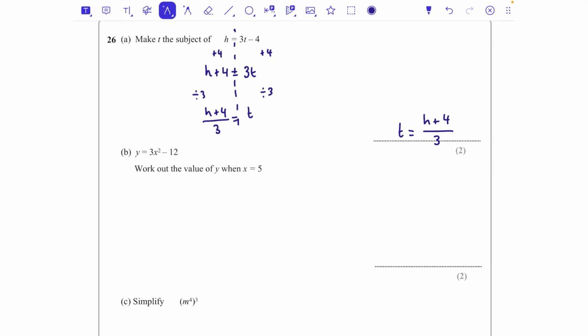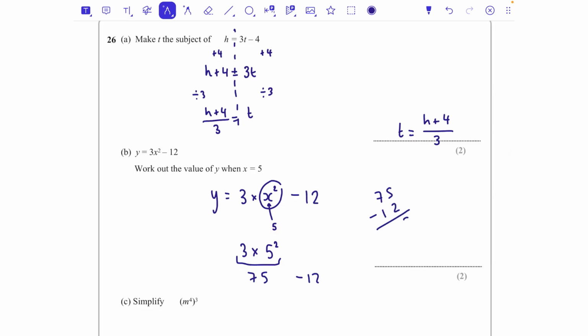For part B, y equals 3x squared minus 12. Work out the value of y when x is 5. So y is 3 lots of x squared. Now we would do the x squared bit first because we know from BIDMAS the indices come before multiplication, and then we're going to take away 12. So I know that x is 5, so let's pop that in there. 5 squared is 25. I'm then going to times that by 3. So 3 lots of 25 is 75, and then I'm going to take away 12. 75 take away 12 is 63. So that would be your answer there.